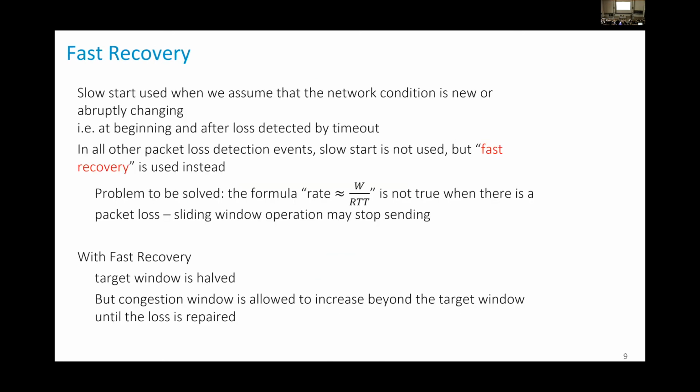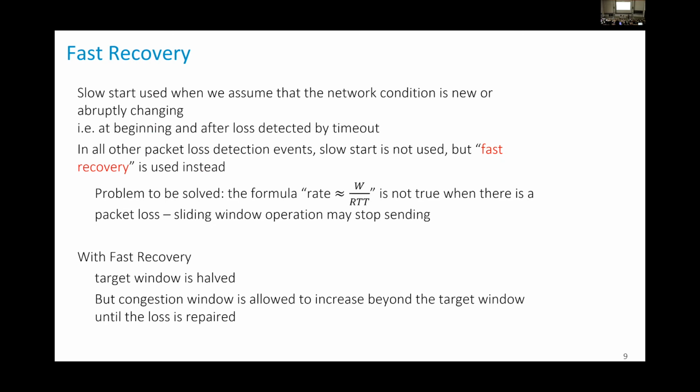But most losses are hopefully not detected by timeout, but by other heuristics, we've seen a number of them. Fast retransmit, in particular, is associated with a different way of handling the congestion window. And the reason is that, as I mentioned, when the loss is detected by fast recovery, ideally, what we should do is reduce the rate by 2. We should not go into slow start. We should simply reduce the congestion window by 2. Or more precisely, we should reduce the rate by 2.